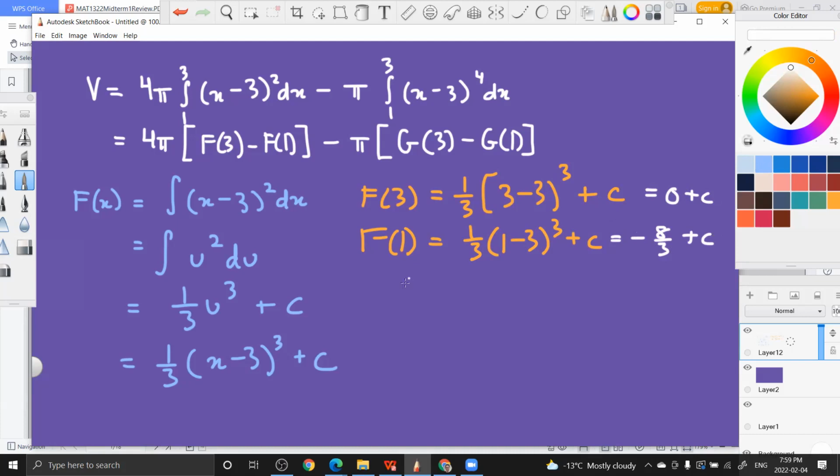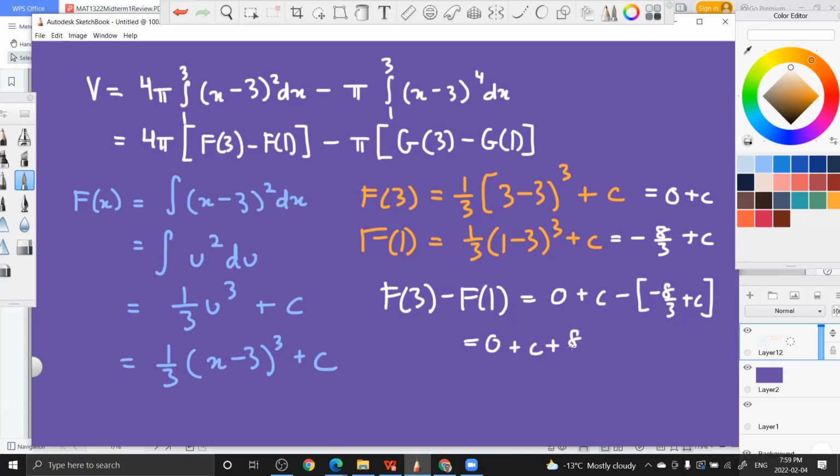So F(3) minus F(1) is 0 plus c minus negative 8 over 3 plus c. That's equal to 0 plus c plus 8 over 3 minus c. That's just 8 over 3. So you see that the c cancels out. That's why I said that when you plug in the number, you don't have to write the c. You can just ignore the c because it cancels out anyway, right? So F(3) minus F(1) is 8 over 3.